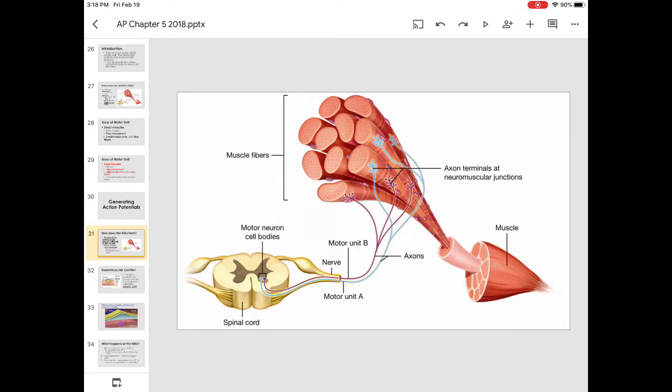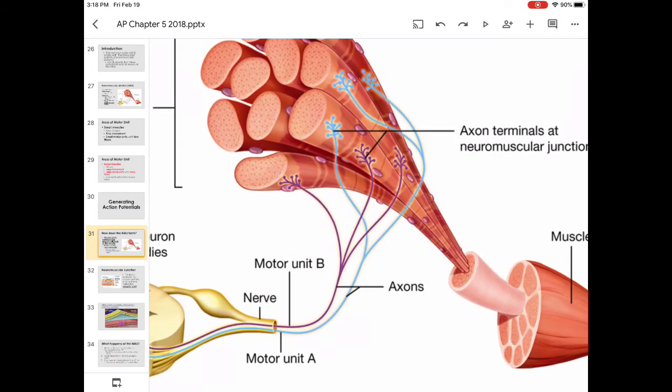If we look at this picture again, you can tell that the cell body is what connects to the spinal cord. It has dendrites, which receive information. Then it sends an action potential down the axons, which are right here. Those axons take those messages and the stimulus to their axon terminals. The axon terminals attach to a muscle fiber, and those individual muscle fibers are what cause the movement of the entire muscle itself.